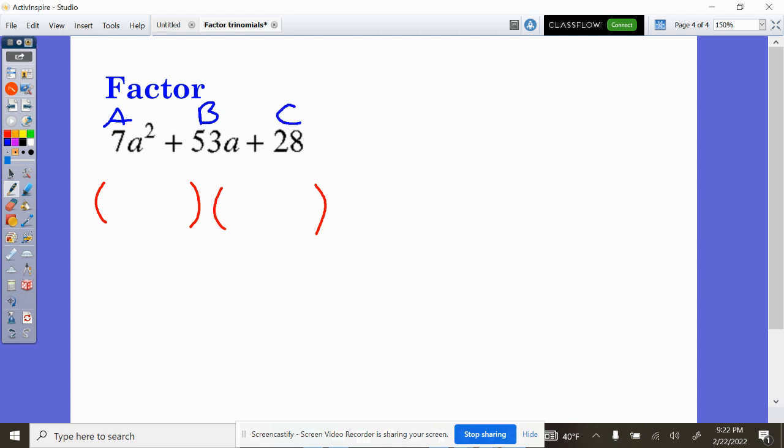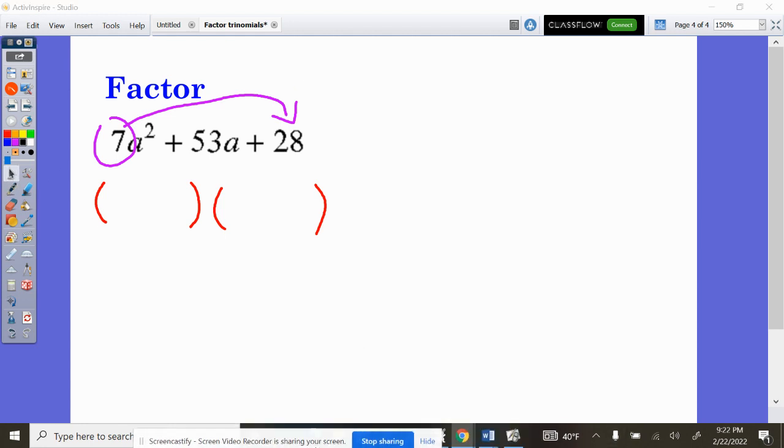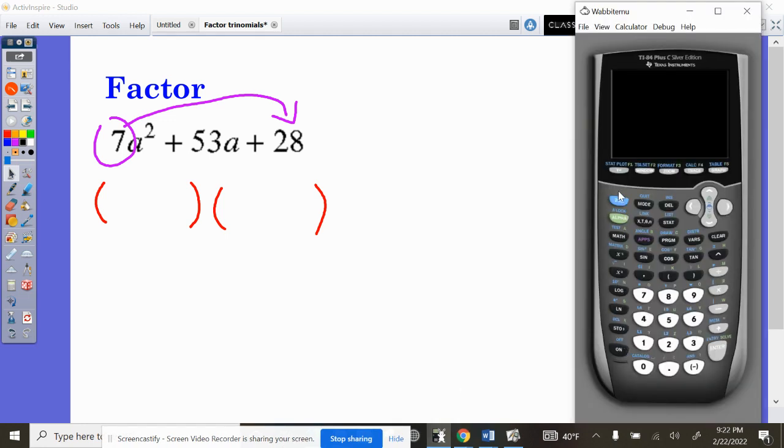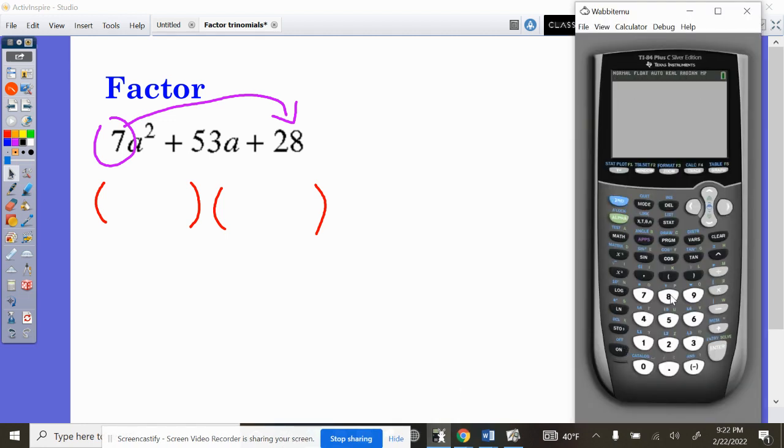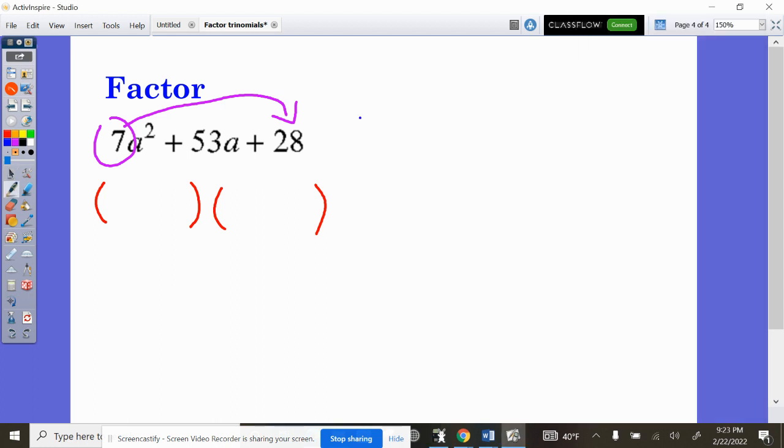And what we have to see right away is that our A is not equal to 1. In this case, our A is equal to 7. Therefore, we have to complete one extra step. The first thing we have to do is multiply our A times our C, 7 times 28. We can do that in our calculator unless you can do it in your head. That would be fine, but I'm going to put it in my calculator very quickly. 7 times 28 gives us a fairly big number, which in this case is 196. I'm going to write it down right here, 196.